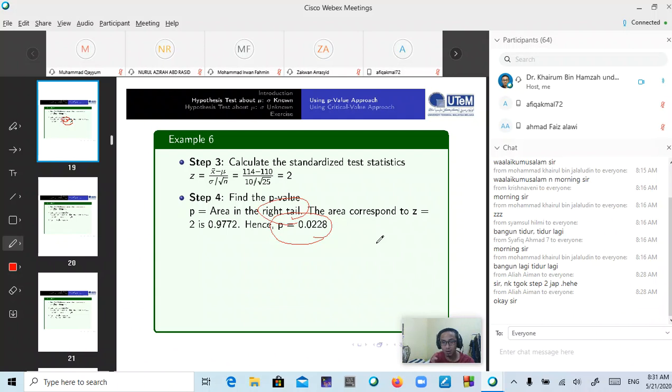Okay, jawapan dia. If two tail, jawapan table, you must times by 2. Okay? Boleh? Faham semua? In identify p-value. Sebab p-value approach, yang ni kritikal sikit lah. Dia beza dengan step lain. Boleh? Faham ke tidak tu?